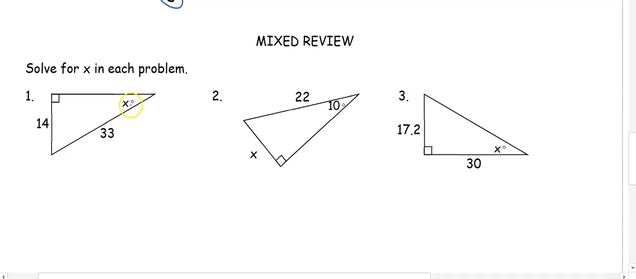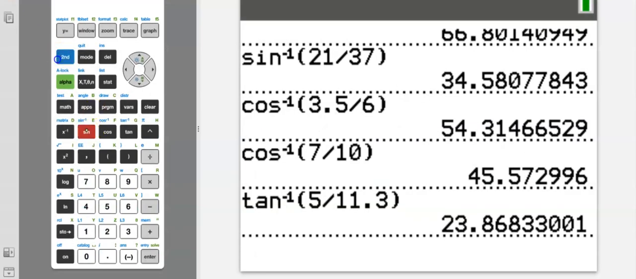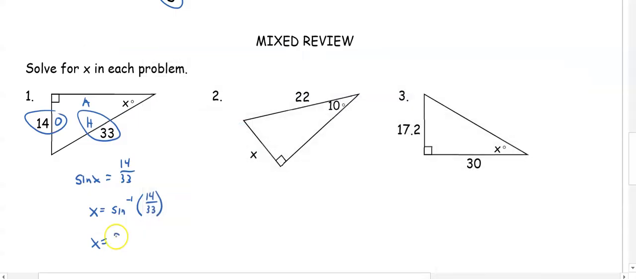So in number 1, based on the angle X, we have opposite, adjacent, hypotenuse. We know information on the opposite and the hypotenuse, so we are using sine. So the sine of X equals 14 over 33, so we have to do the inverse. X equals the sine inverse of 14 over 33. So that is going to get us 25 degrees.